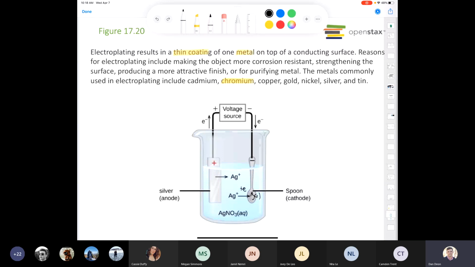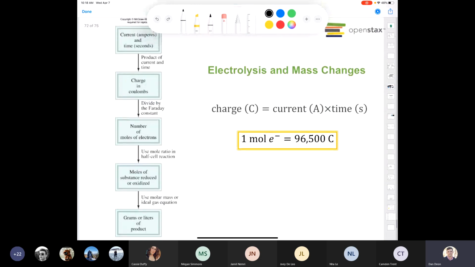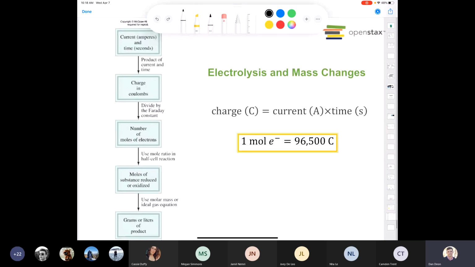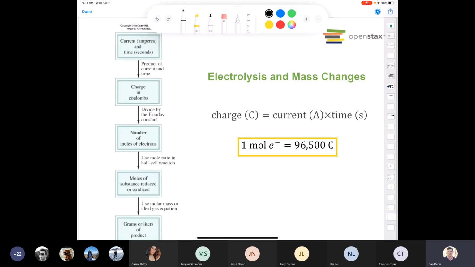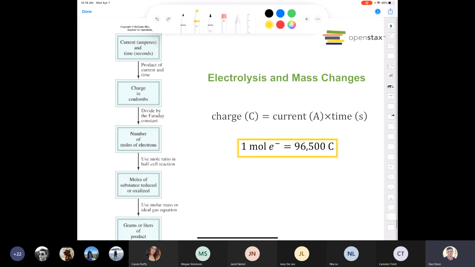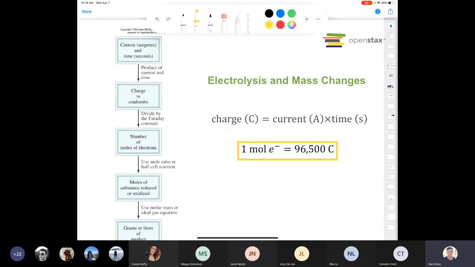So with that in mind, how does all this relate to mass changes? Well, this is a little figure that shows dimensional analysis, and I took this from another textbook. It shows you how you can relate current and time to charge in coulombs, and then you can relate that to number of electrons, and you can relate that to moles of a substance. And of course, if you know the number of moles of a substance, then you can determine the mass of a substance.